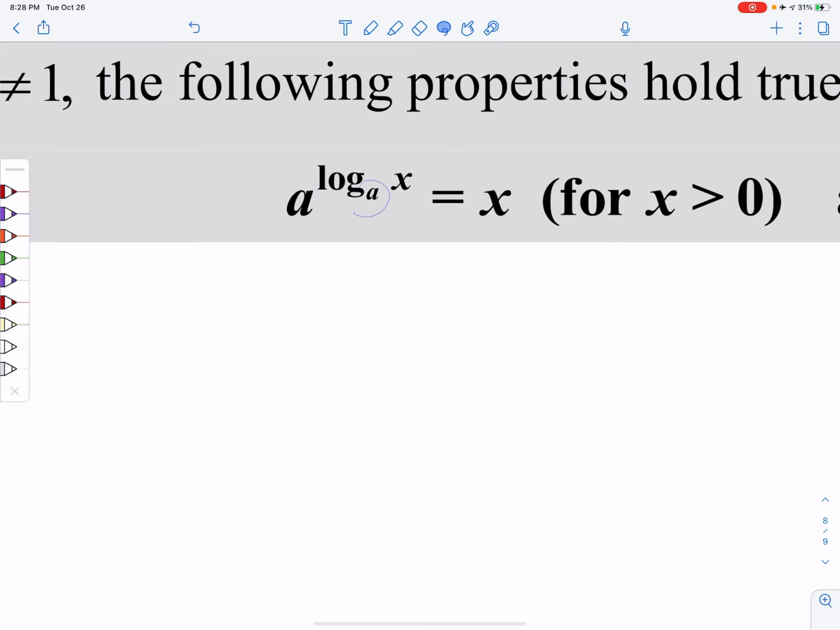Since these have the same base, the exponential and the logarithm undo each other. All that's going to be left is x. It's a lot like saying, hey, what's the square root of 1,295 squared? Well, those undo each other, so I'm just going to be left with 1,295. That's easy. And this is very similar to that. The exponent and the log undo each other, leaving you with just the x.